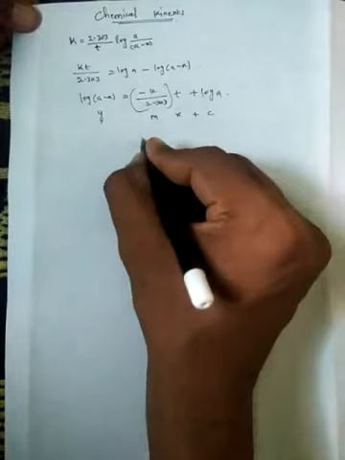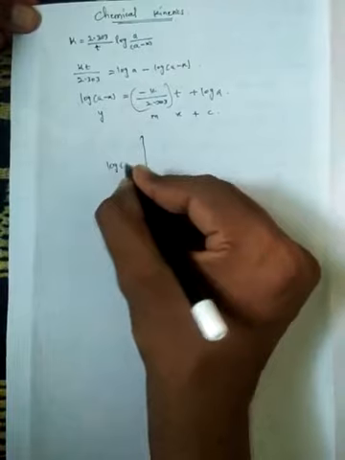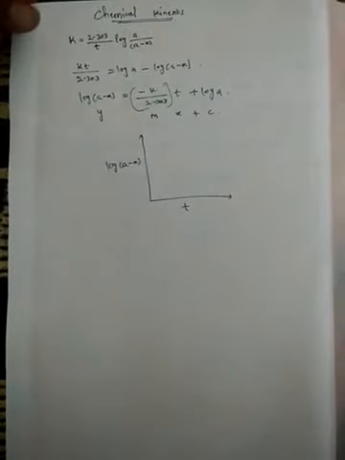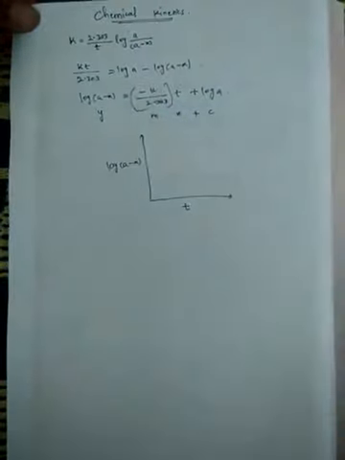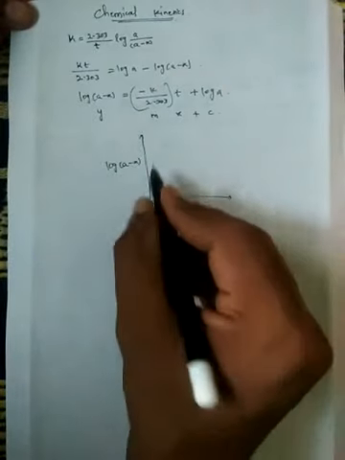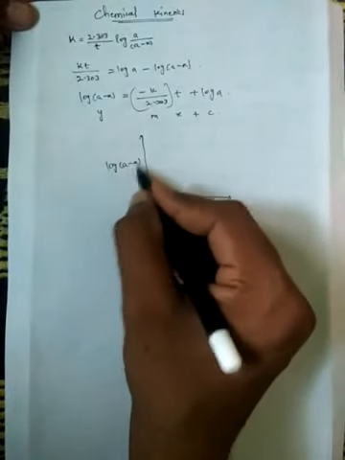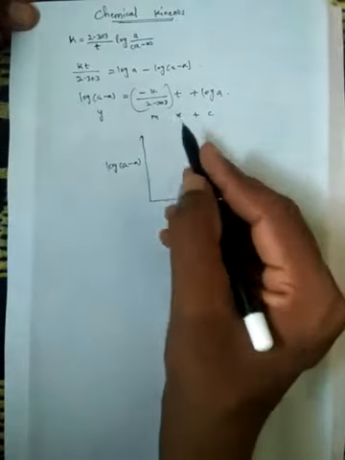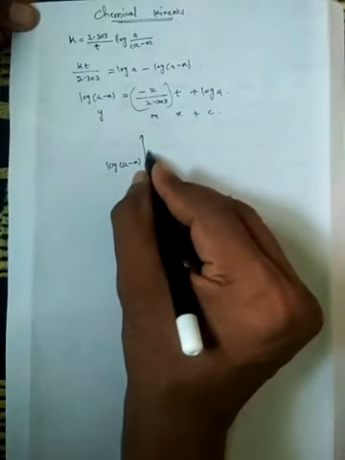Now I'm going to plot the logarithm of a minus x with the time plotted in the x-axis. The slope is actually negative. The slope will be negative sign. Therefore, when time increases, on the y-axis, log (a minus x) will decrease. That's what this negative sign says. Therefore, I will get a straight line.